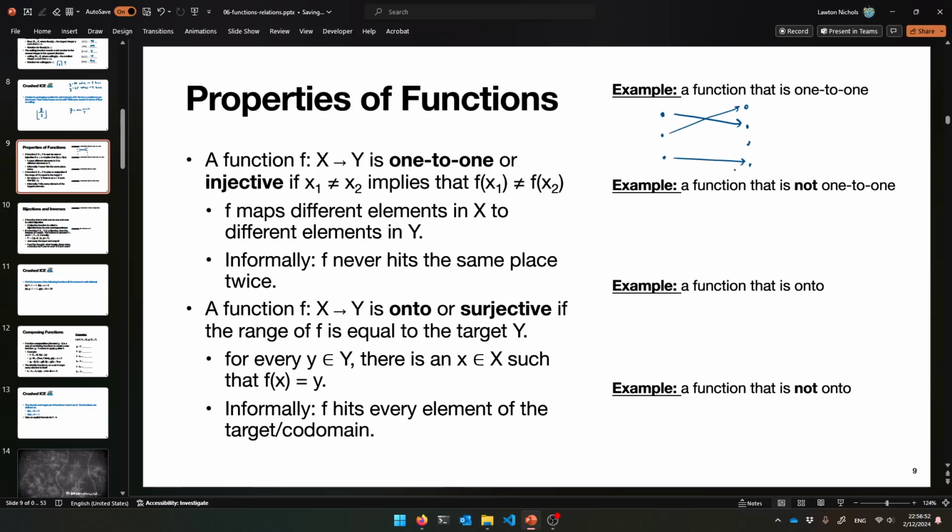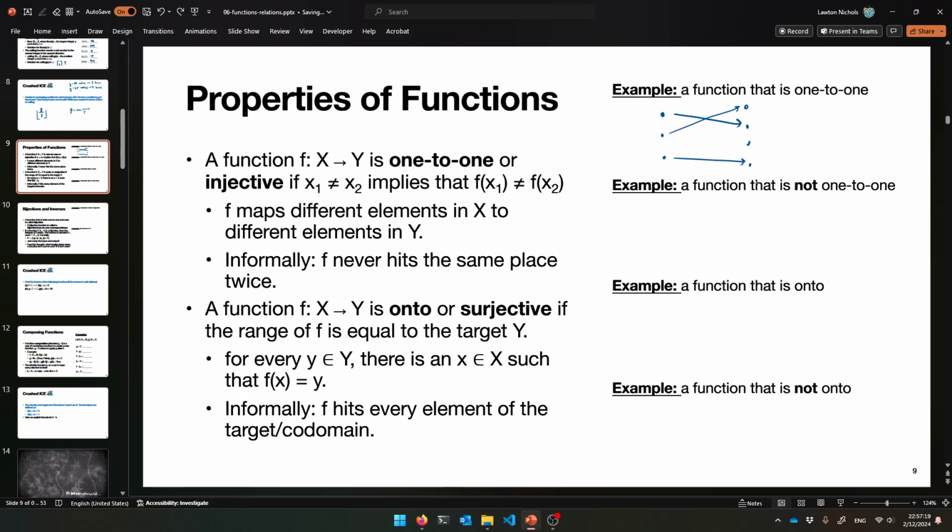So this function is one-to-one because different x's, like these two, you see that their outputs are also different. These two are different x's. Do you see that their outputs are also different? That's what it means to be one-to-one. One input has one output associated with it. Nobody shares. Like this one, if I made this one also go here, for example, that means you've got two inputs going into the same place. That would not be one-to-one.